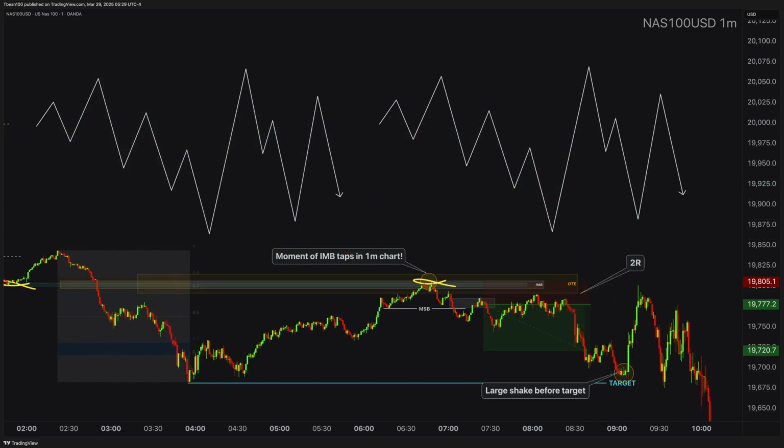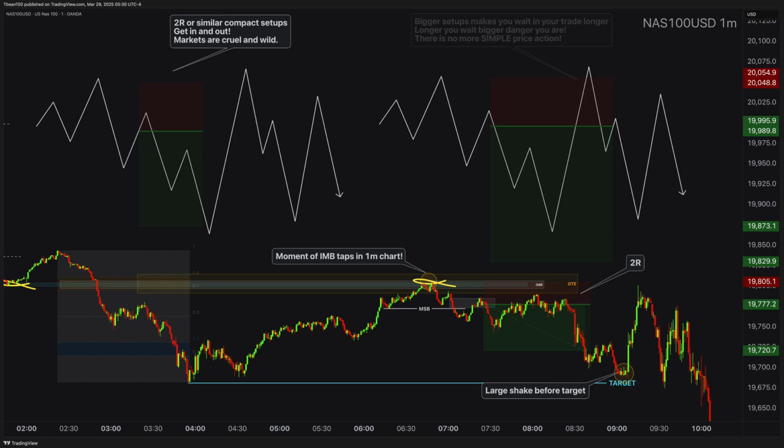Actually, this is why I encourage people to create more compact setups like 2R or similar. When you trade, your aim should be always to get in and out as soon as possible because markets are very cruel and hard to trade nowadays. When you build these gigantic setups like 5R, 10R, you will have to wait in open positions for a really long time. And these cruel markets can stop you out so easily.